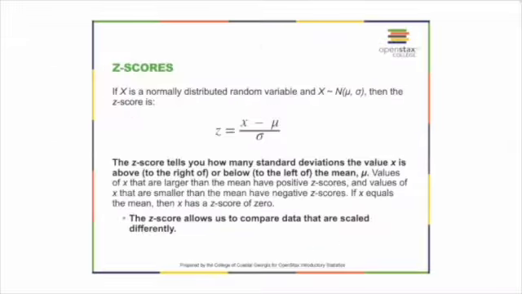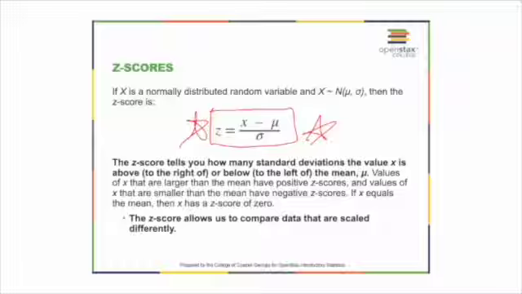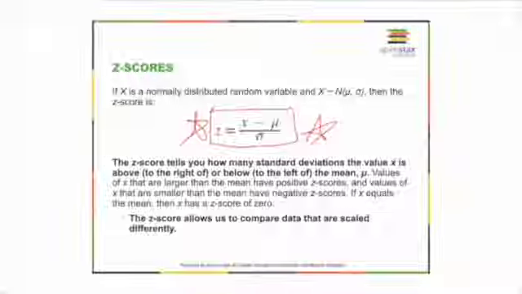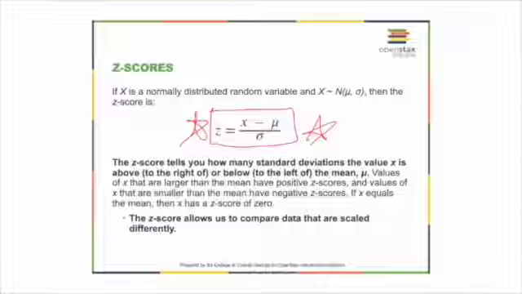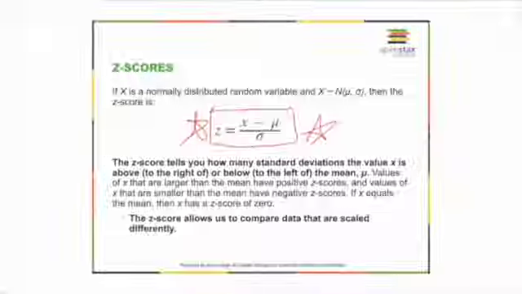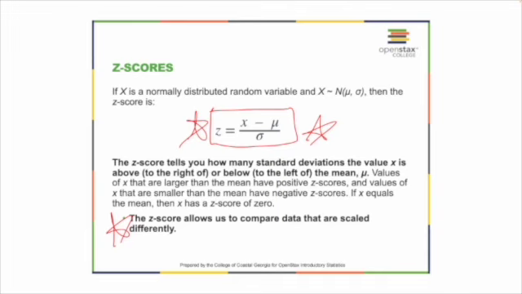If X is a normally distributed random variable, so this would be our notation saying X is a random variable with a normal distribution with a mean and standard deviation, then the z-score is found by taking the data value minus the mean divided by the standard deviation. The z-score tells you how many standard deviations the X value is above or below the mean, or to the right or left of the mean. Values that are larger than the mean have positive z-scores. Values that are smaller than the mean have negative z-scores. If a value is equal to the mean, it has a z-score of 0. The z-score allows us to compare data that are scaled differently.